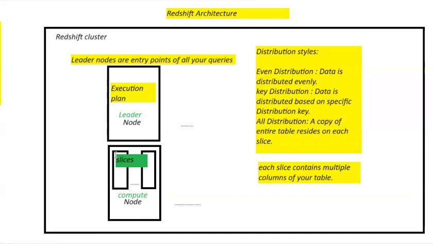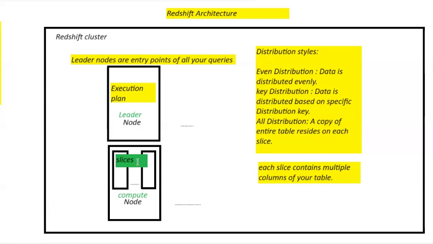Then these slices will process their portion of data, and what will they generate? They'll generate intermediate results. Now again, these intermediate results are sent back to whom? These intermediate results are sent back from the compute nodes to the leader node. Whatever intermediate results are received by the leader node, all of those will be combined by the leader node to produce the final query output. Now, this final query output will be sent back. So this is how your query execution happens.